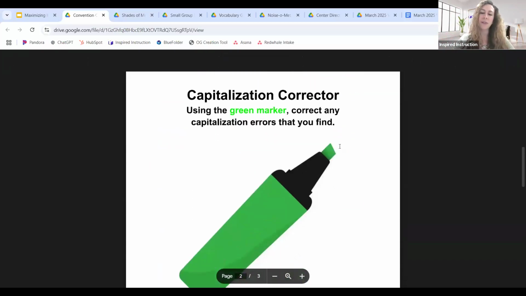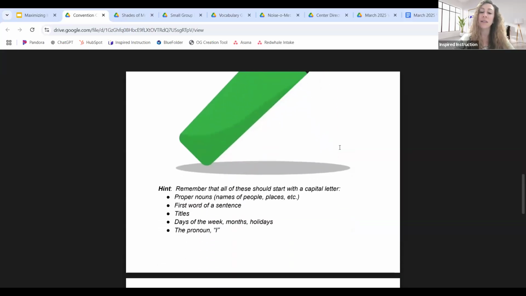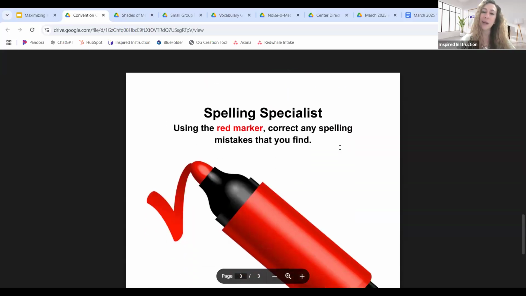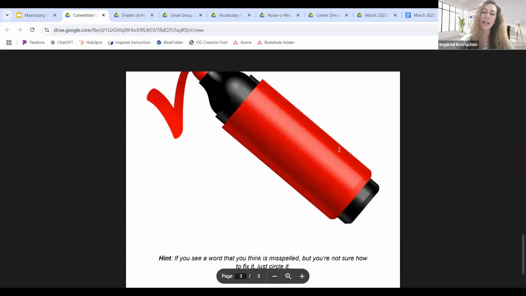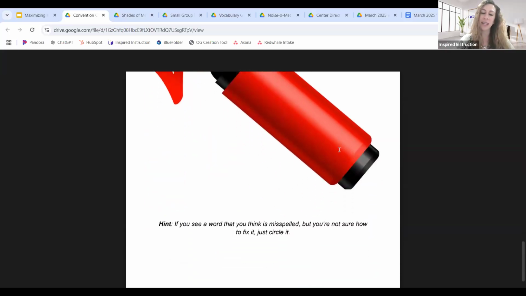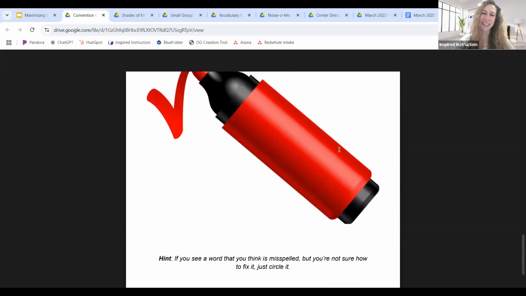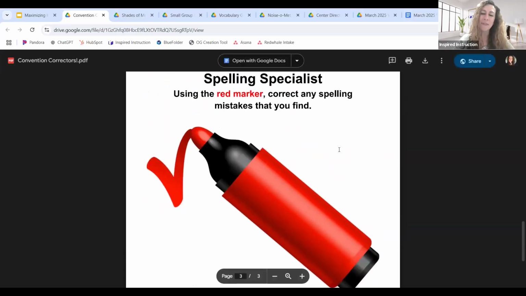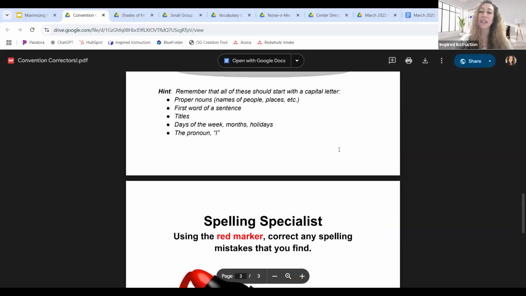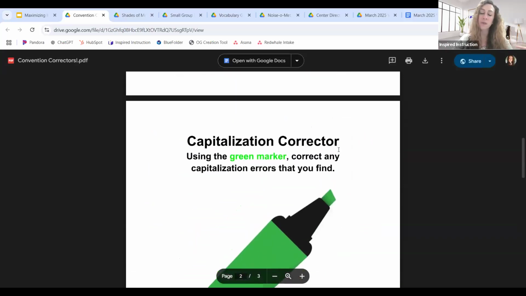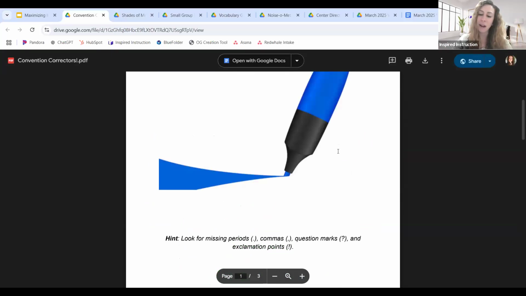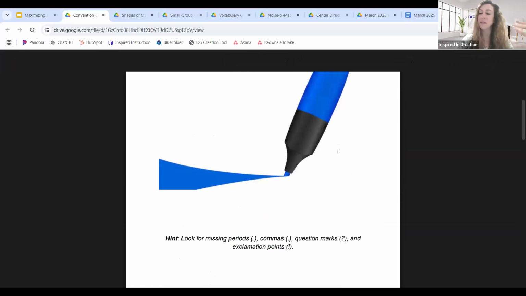Then if you are a green marker, you're focusing only on capitalization and correcting proper nouns, titles, days of the week, things like that. And finally, if you're a spelling specialist, you're focusing only on spelling mistakes and looking at that paragraph through the lens of a spelling expert. Now, in this type of activity, you could reuse these three cards over and over again and give different paragraphs each time. And you can mix up the markers. One week a student might be blue, one week a student might be red, and so on and so forth.